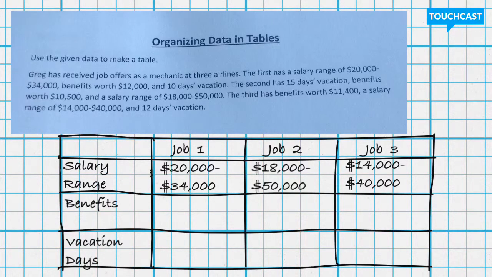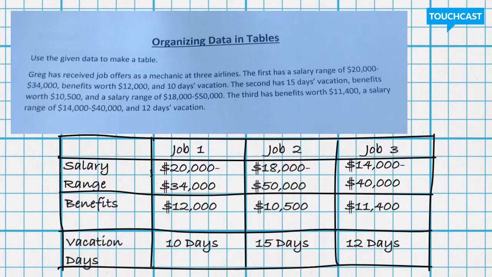Now let's look at the benefits from each job. So for job 1, we had benefits worth $12,000. For job 2, we had benefits worth $10,500. And job 3, we had benefits worth $11,400. Now we also need to fill in the vacation days for each job. Job 1 has 10 vacation days, job 2 has 15 vacation days, and job 3 has 12 vacation days. And since the directions only ask us to make a table, we're now done.